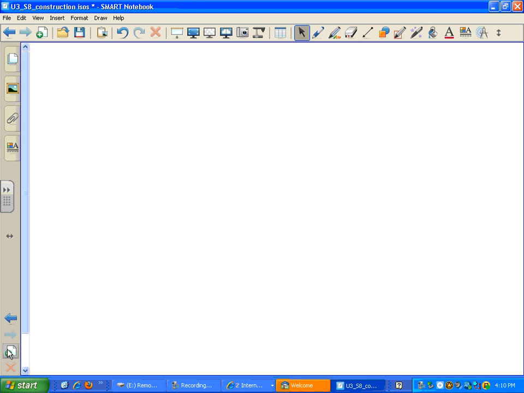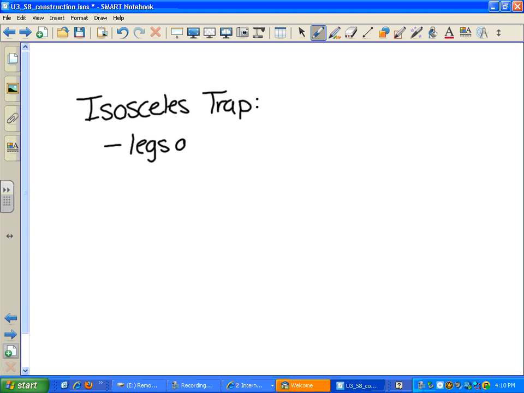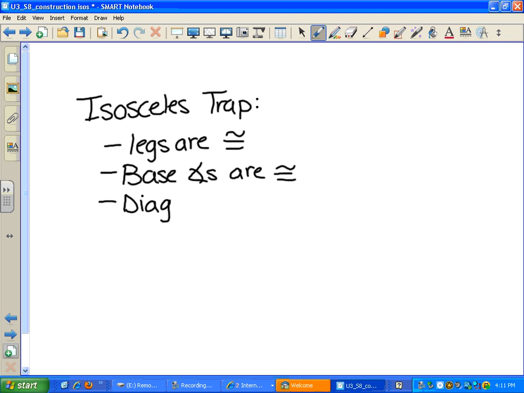Let's go ahead and summarize it. For an isosceles trapezoid, we know the legs are congruent. We know that the base angles are congruent. And we also know that the diagonals are congruent. So there are our properties of an isosceles trapezoid. Now it's your chance to explore some more as you continue through the session. Good luck!